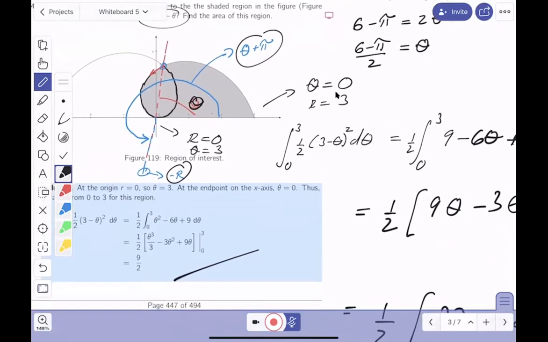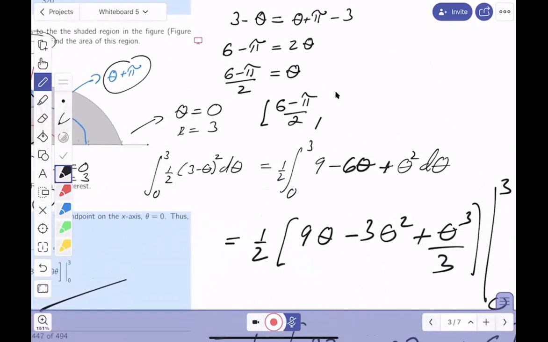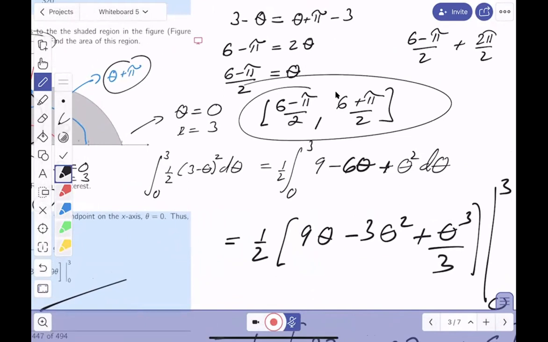So if you thought about it now, the leaf is formed between, this is the theta now, 6 minus pi over 2. And then I got to get the next one, which is the blue angle. Well, I got to add pi to that, don't I? So let's write that down. 6 minus pi over 2 plus pi. Well, that's like 2 pi over 2, right? That's going to bring us to 6 plus pi over 2. That's the range of theta that's going to make that leaf.